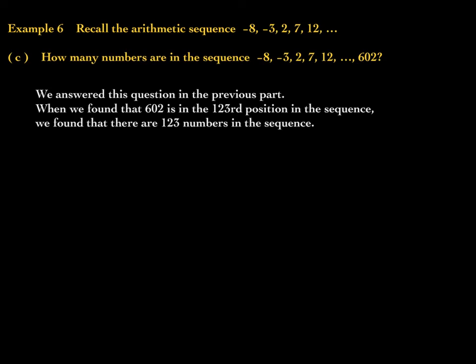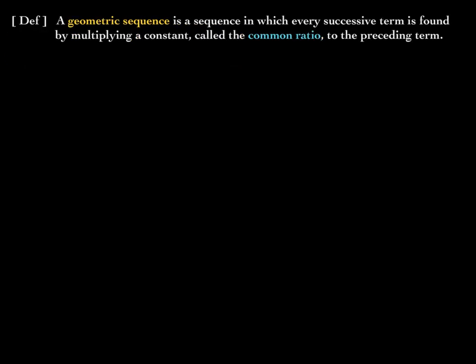Okay, I want to transition our lesson here. Let's start focusing for a few minutes on geometric sequences. Here's the definition for a geometric sequence. A geometric sequence is a sequence in which every successive term is found by multiplying the preceding term by a constant. So not adding anymore, but multiplying by a constant called the common ratio. That number that you keep multiplying by is called the common ratio.